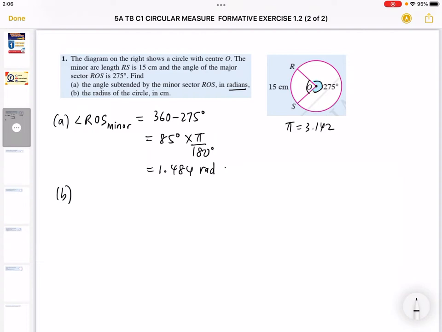Okay, second part, find the radius of the circle. Now we know the length of arc is 15, so we can use this simple formula S equals r theta, where the length of arc is 15, the radius is an unknown, I'm going to call it r, and this angle here, 1.484, is the angle for minor angle RS. So this is 1.484. Again, use your calculator, take 15 divided by 1.484, your radius is 10.11 cm. Okay, that is question number 1.